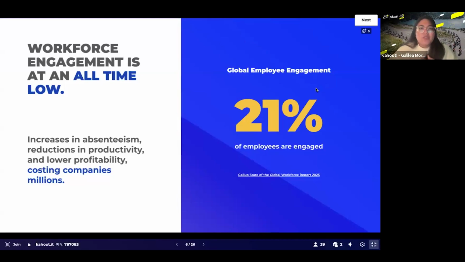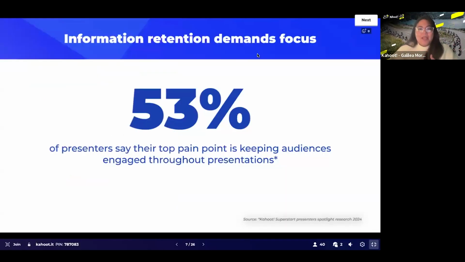So that's a little bit of what we're seeing based around this conversation of mandatory training and compliance training. With that being said, we wanted to showcase for you a little bit of our own data point based on the Superstar Presenter Spotlight report that Kahoot commissions to gauge overall sentiment across the world among presenters and facilitators, both in L&D and in any of the other business functions.